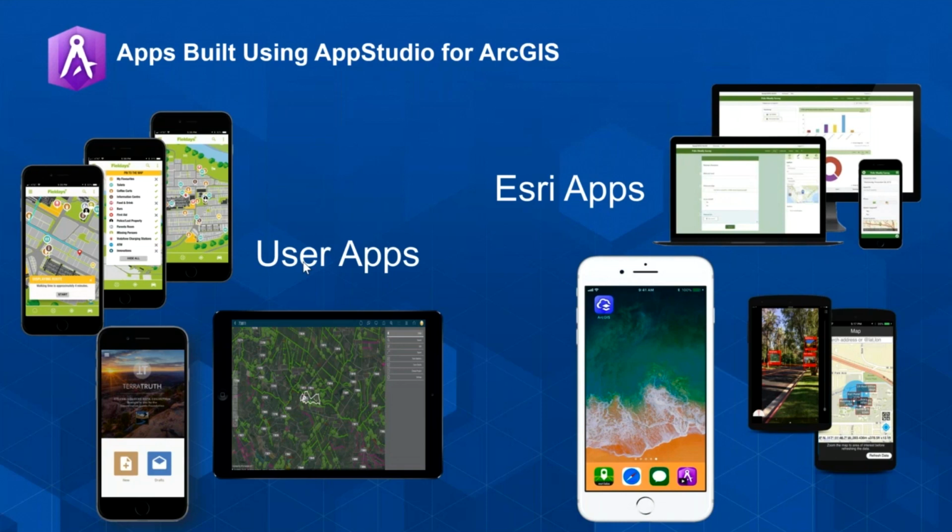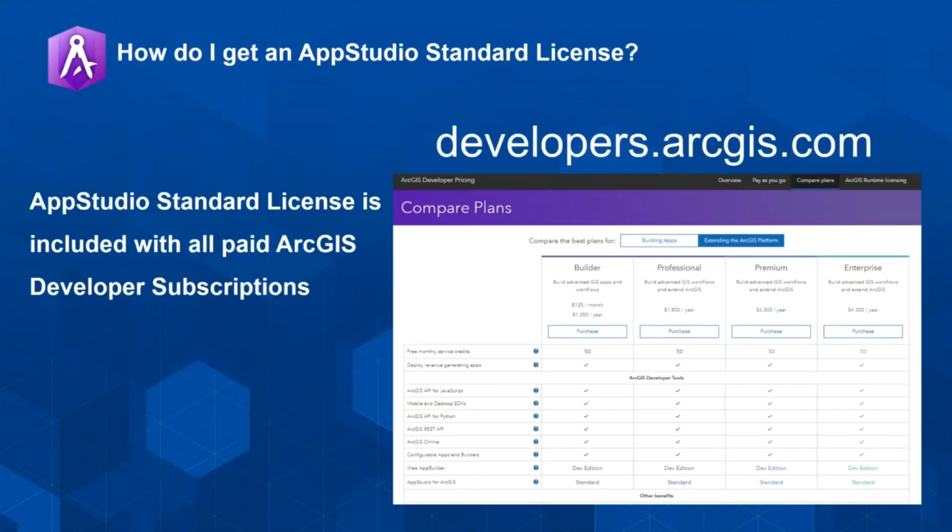You might want to know, how do I get that standard license? I mentioned that the Survey123 template comes with an AppStudio standard license. The AppStudio standard license is included with all paid ArcGIS developer subscriptions. So if you go to developers.arcgis.com and look at the table there, anything at a builder level or above comes with an AppStudio for ArcGIS standard license. So you may already have the standard license and not be aware, but this is how you get that standard license and get access to the Survey123 template where you can customize it.